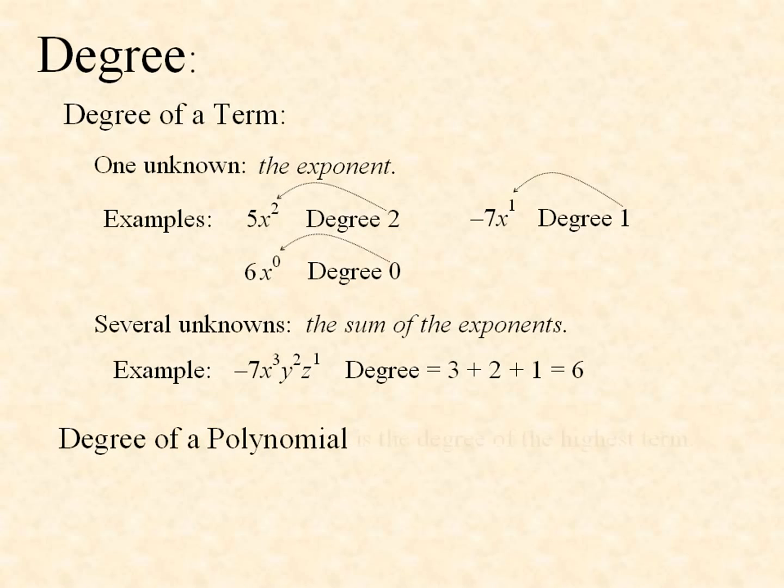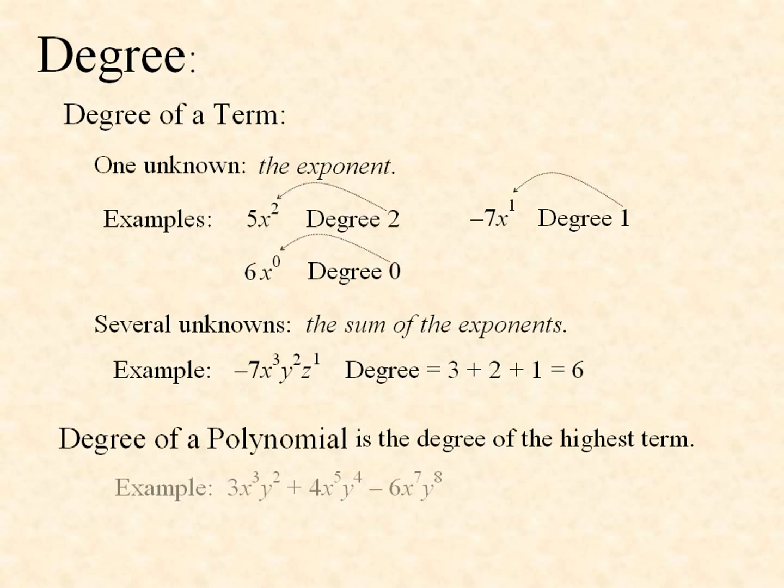The degree of a polynomial is the degree of the highest term. For example, in this polynomial, 3x third y squared plus 4x fifth y fourth minus 6x seventh y eighth, the term with the highest degree is that last term there, and its degree is 15, so the degree of the whole polynomial is 15.